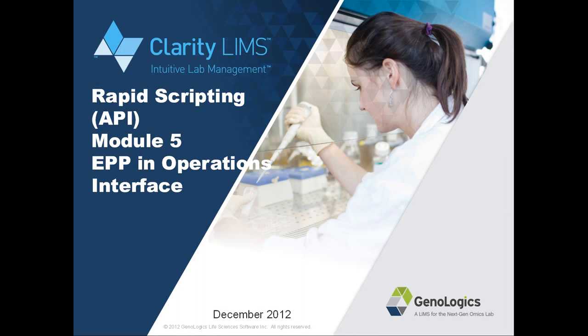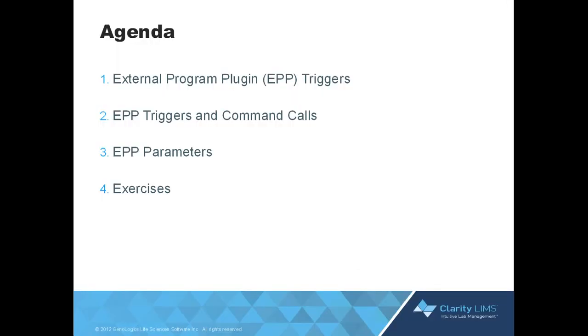In this module we'll focus on using the external program plugin, abbreviated to EPP, and in particular we'll focus on using this within the operations interface. So our agenda will be to talk about what the EPP is and how it's triggered, how when it's triggered it can make command calls, and how parameters can be passed to it, which are dynamic tokens, and then as always some exercises to allow you to play with this yourself.